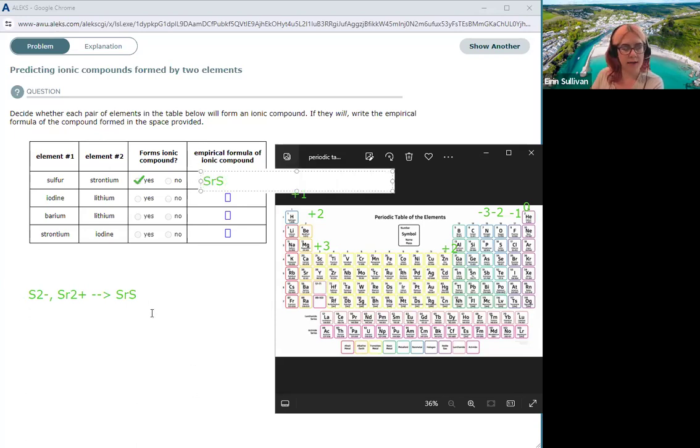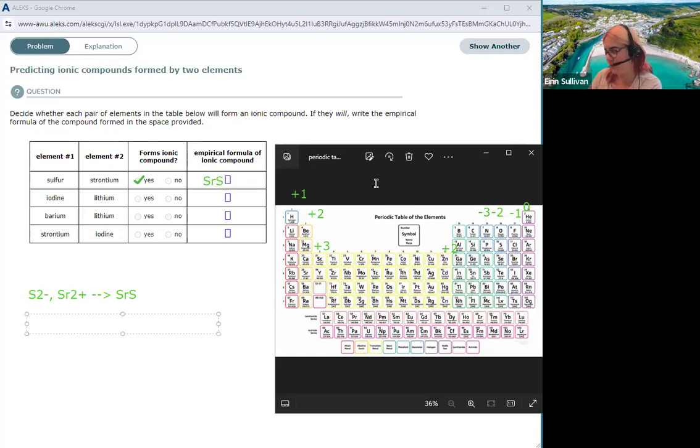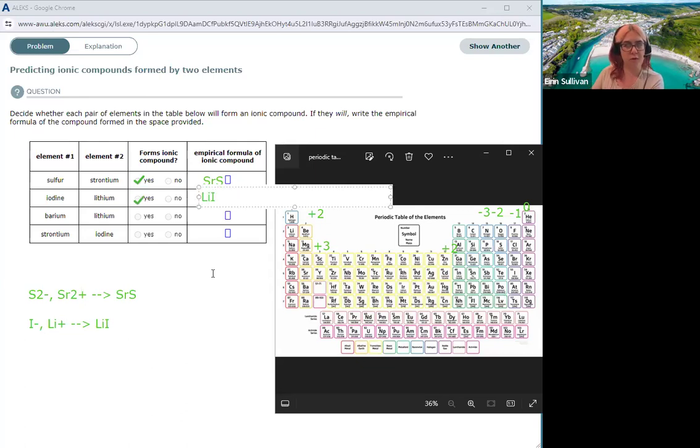What about iodine and lithium? Well, iodine is in group 17, so it forms the I- anion. Lithium is in group 1 here, so forms a +1 cation. So we would expect them to combine in a 1-to-1 ratio to be charge neutral, so lithium iodide would look a little something like this. Lithium iodide, depending on what font you get. Depends if you got the serif on the I or not.